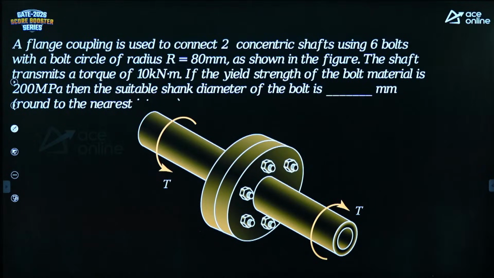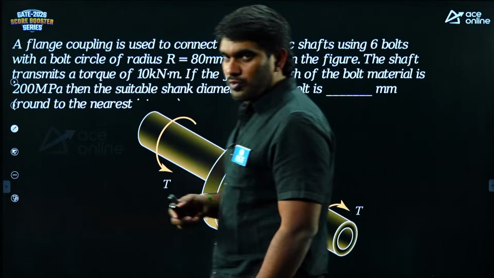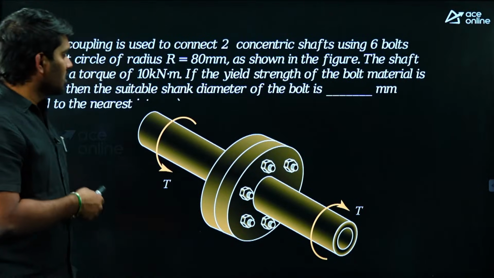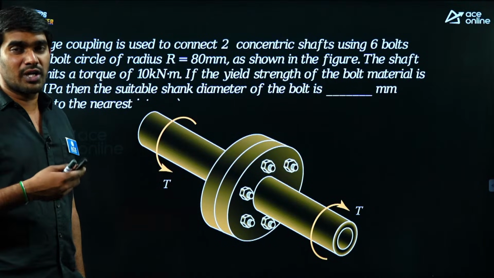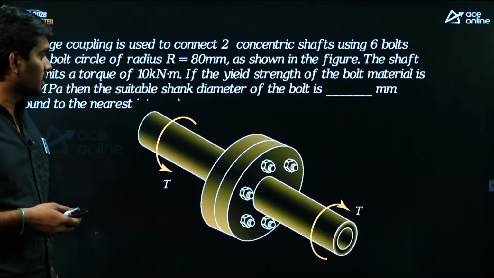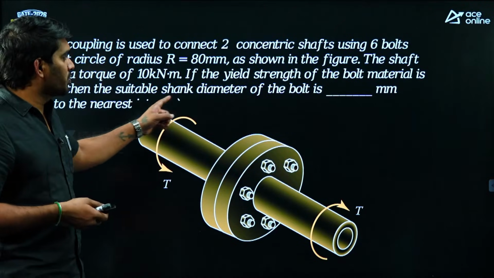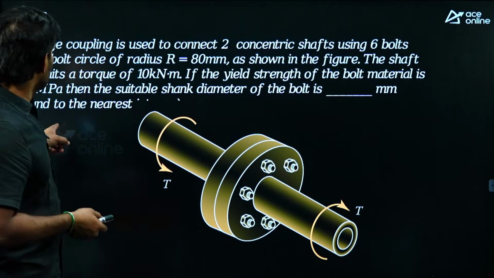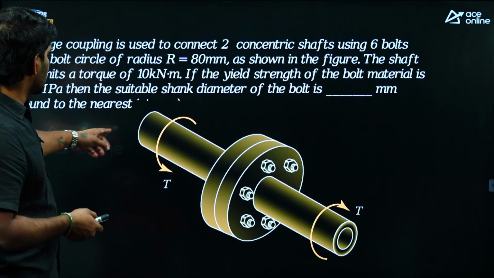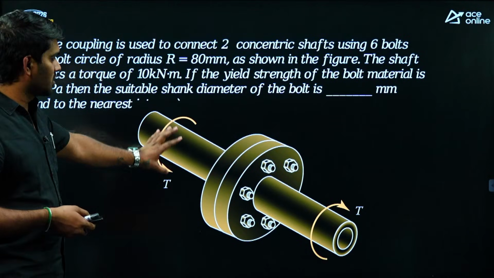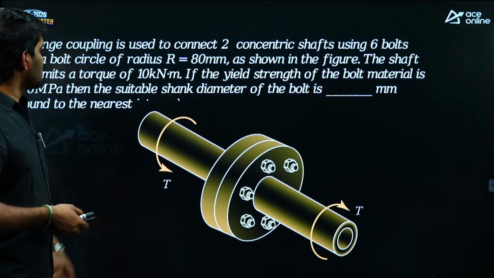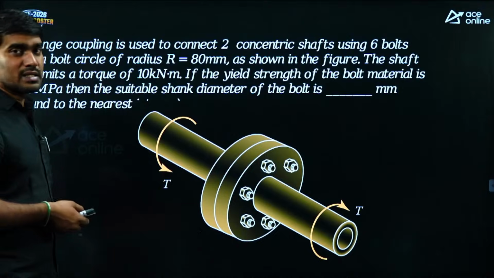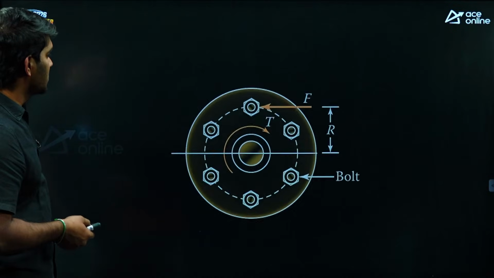So here we know that the shank is in shear. Whenever the bolt is subjected to shear, we tend to consider the shank to be in the section of shearing. Here he is asking us to round to the nearest integer. The diagram got overlapped here. Okay, let's see the answer to this.